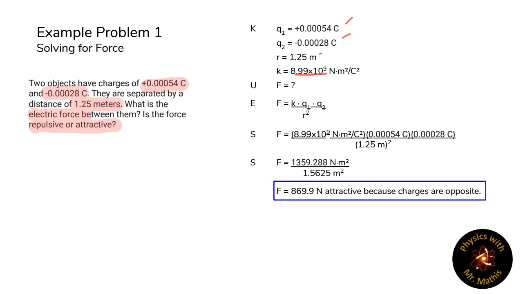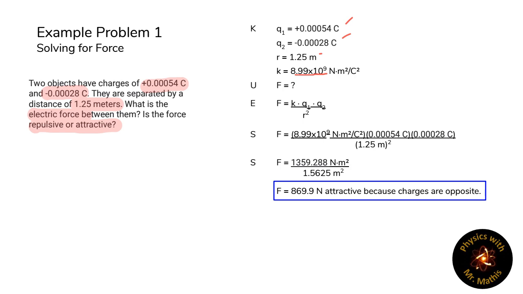The Coulomb's law equation is written in the equation section. Force equals K times Q1 times Q2 divided by R squared. So I'm going to substitute each number in where it goes. And we can see right here, we have Coulomb's constant, the 8.99 times 10 to the 9th in place of the K. We have 0.00054 in place of Q1 and 0.00028 coulombs in place of Q2.